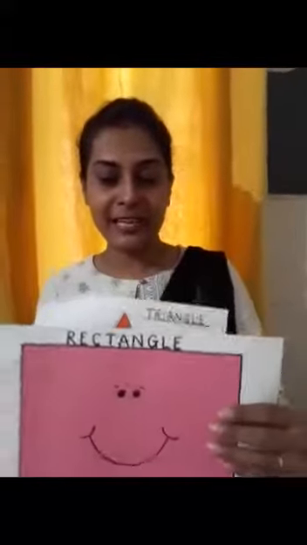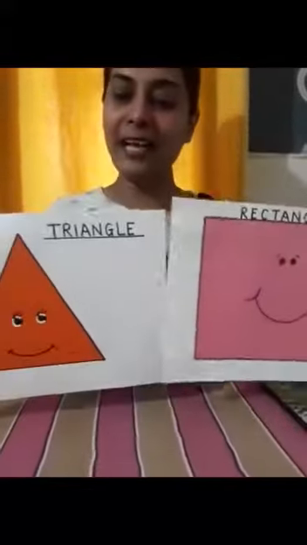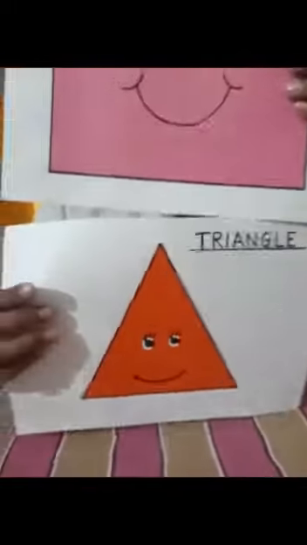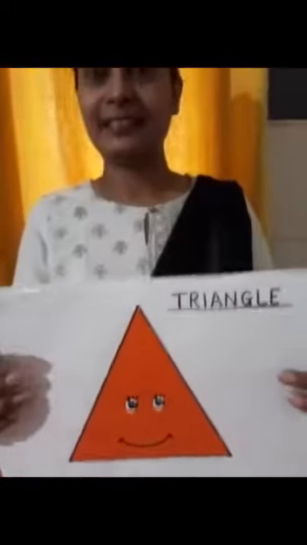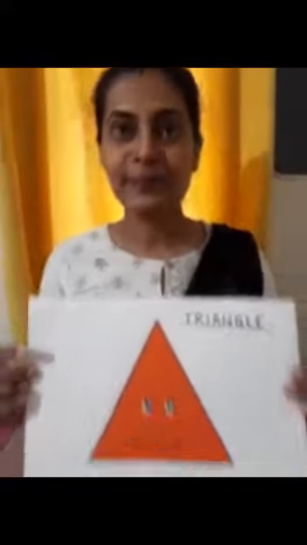Now, let's see once more both the shapes. Rectangle, triangle, rectangle, triangle. So you must have understood both the shapes. And I know you will be able to identify all the four shapes.